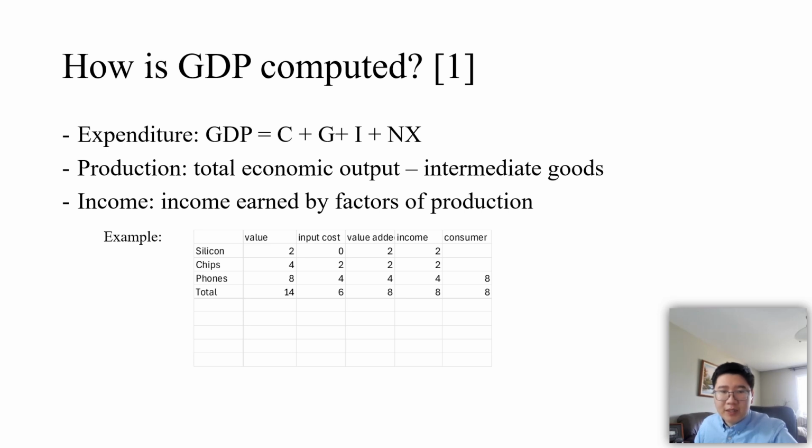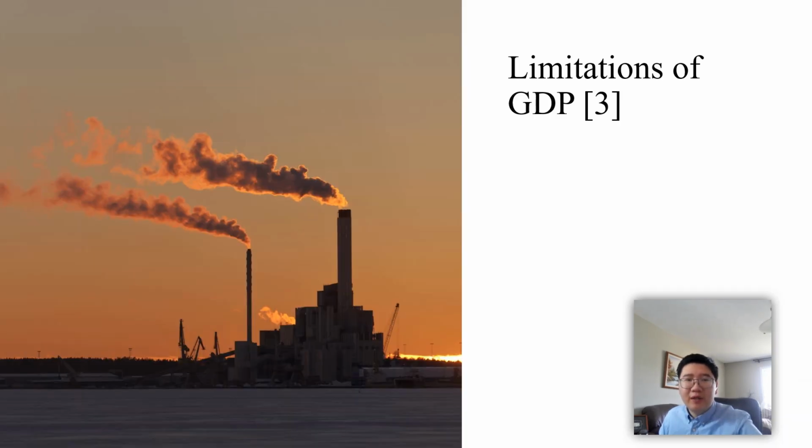And the income approach, which is income earned by factors of production. So whatever the previous seller earns from the next, so whatever silicon earns from chips, and that's 8 as well. So what are the limitations of GDP?